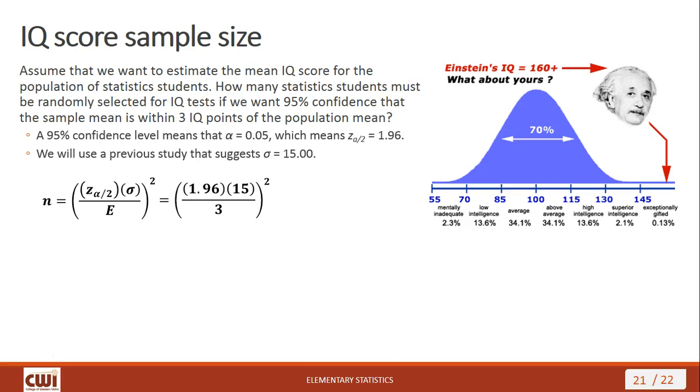In this case, 3. Punch all this out on your calculator, and out comes 96.04, which of course we round up to the next nearest whole number. So we need a minimum sample size of 97 in order to construct a 95% confidence interval that will place the sample mean within 3 IQ points of the population mean.